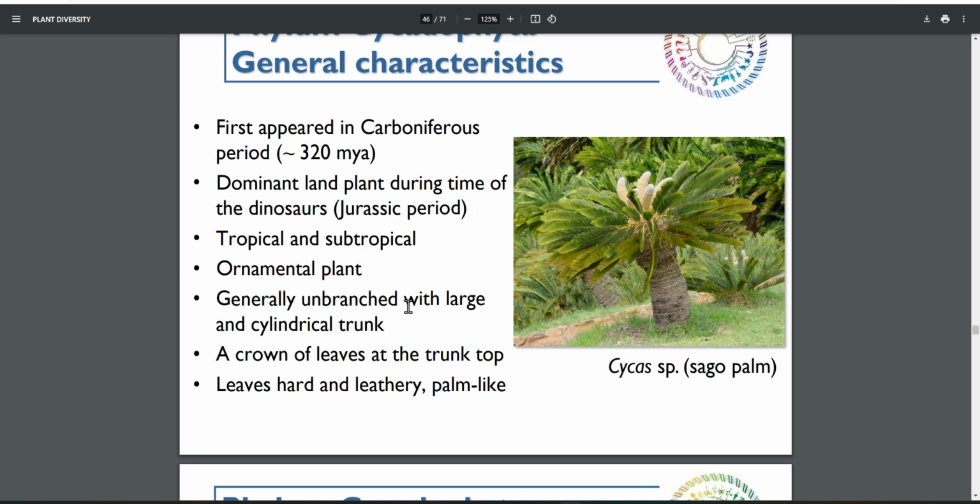They are generally unbranched, no branches, with a large cylindrical trunk, you can see, and they have a crown of leaves at the trunk top. Sometimes this is a male because these are the male cones. Leaves are hard, leathery, and very palm-like. The common name for this could be a sago palm, but it is not a palm. Palm trees are angiosperms, which means they are flowering plants, but cycads are naked seed plants. They do not have flowers.